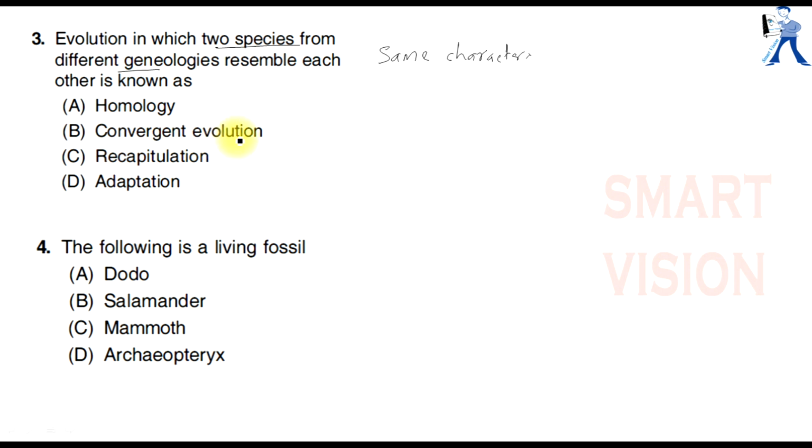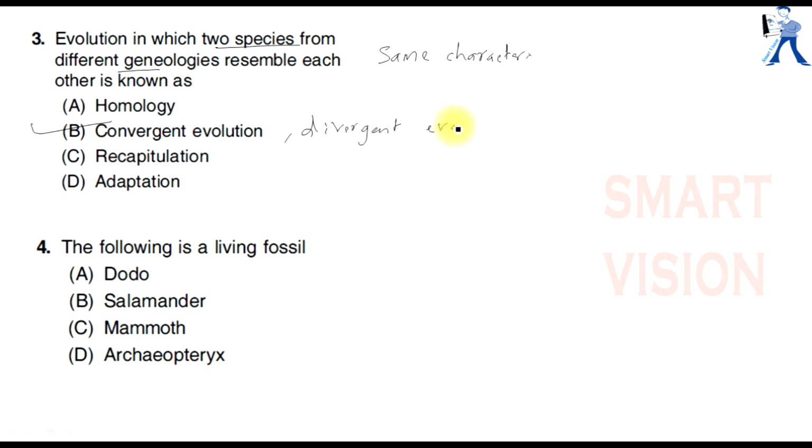Convergent evolution is where two species of different genes resemble the same character. It is because of habitat. The adaptation of the animals leads to convergent evolution. And one more is divergent evolution.